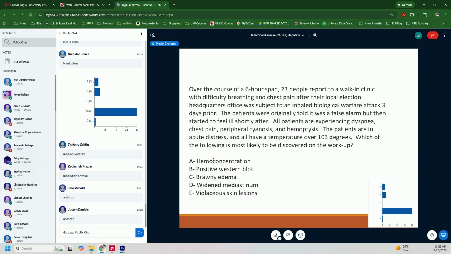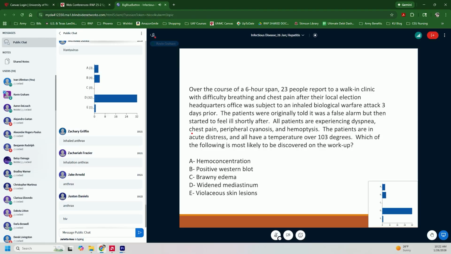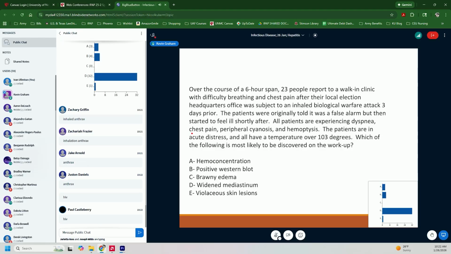What would we use the Western blot for? What condition does the Western blot come into play? HIV, and specifically it's the confirmatory test.